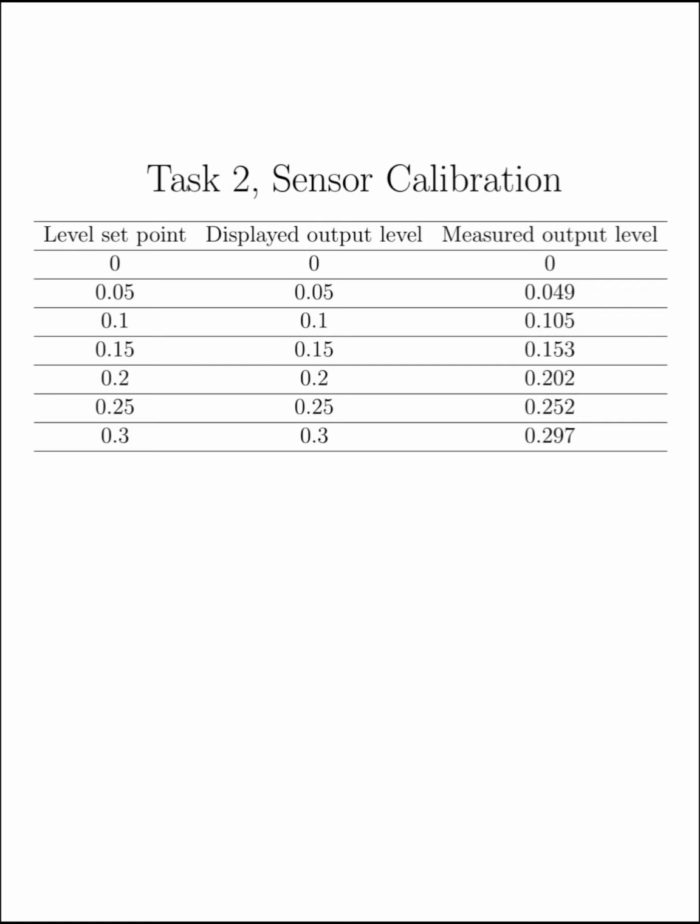If it were a perfect sensor, the displayed level and the measured level should be the same, but here there are some differences. So here you should plot the displayed level against the measured level, and if you connect the points by a line, you should be able to find the equation of the line and then use it to do calibration analysis.